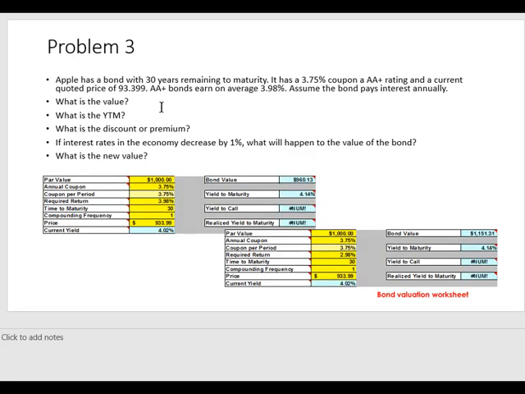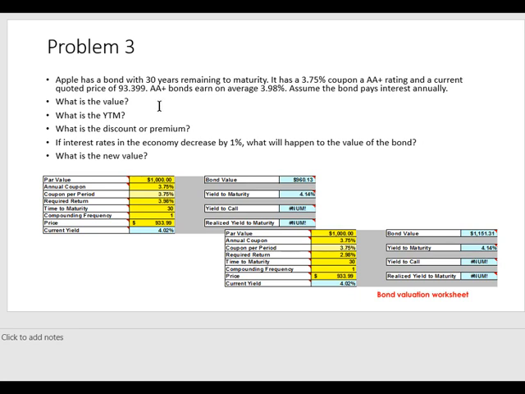Apple has a bond with 30 years to maturity. It's a 3.75% coupon and a AA plus rating. The current quoted price is $93.399. Again, you remember from a previous slide, that is a percentage. AA plus bonds have been earning on average 3.98%. Again, assume the bond here pays interest annually.